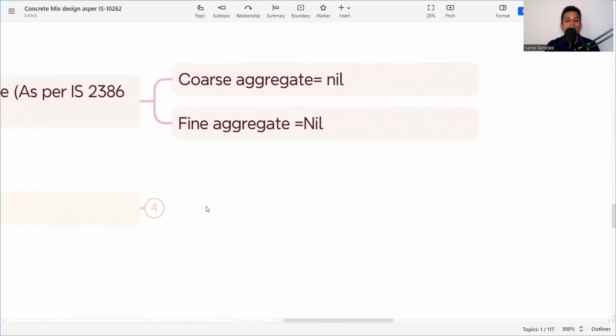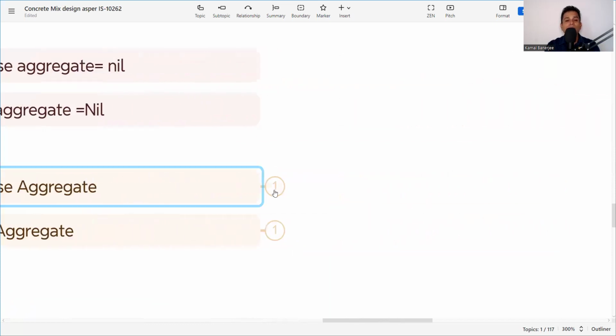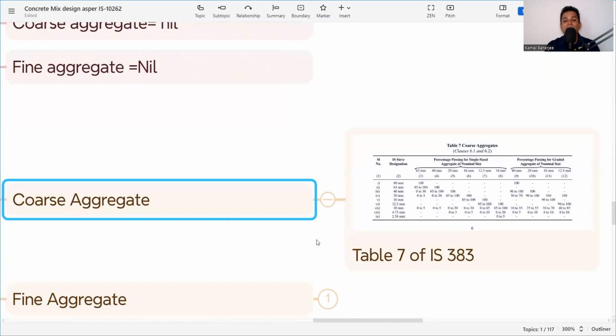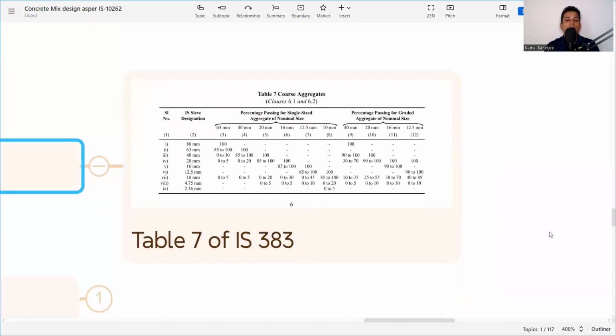Now we need to do the sieve analysis, both for the coarse aggregate and the fine aggregate. See the coarse aggregate, Table 7 of IS 383, that we need to check. The sieve sizes are 80, 63, 40, 20, 16, 12.5, 10, 4.75, 2.36. To perform the sieve analysis, we take a certain amount of coarse or fine aggregate, sieve it, and check how much percentage is retained in each sieve.